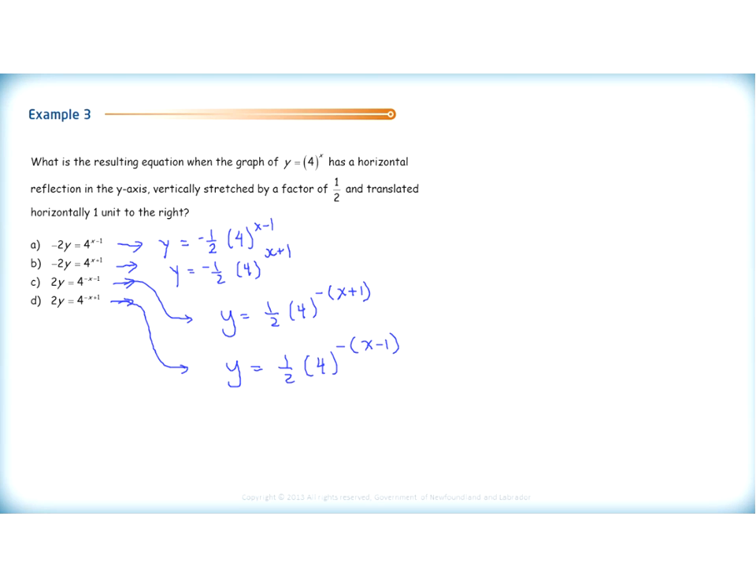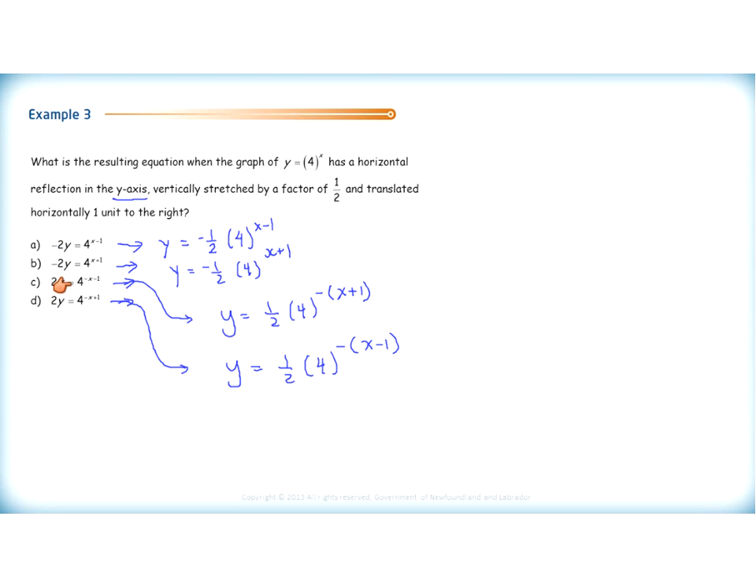Okay, let's see what we're looking for here. We're looking for a horizontal reflection in the y-axis. If there's a reflection in the y-axis, you would see a negative in your exponent right here. A reflection in the x-axis would result with a negative right here. The way I remember that is this. If there's a reflection in the y-axis, the negative's in front of the x. If there's a reflection in the x-axis, the negative's in front of the y.